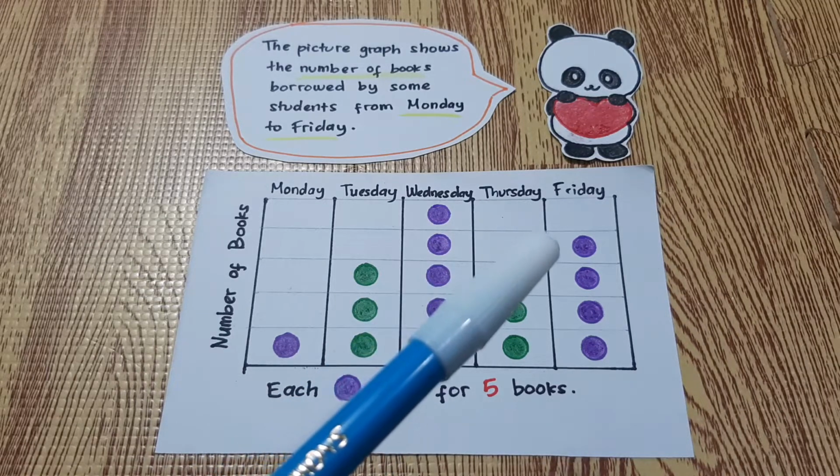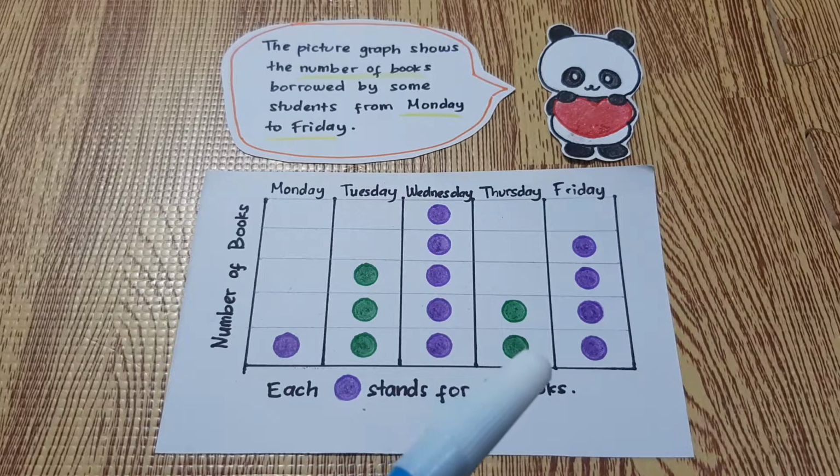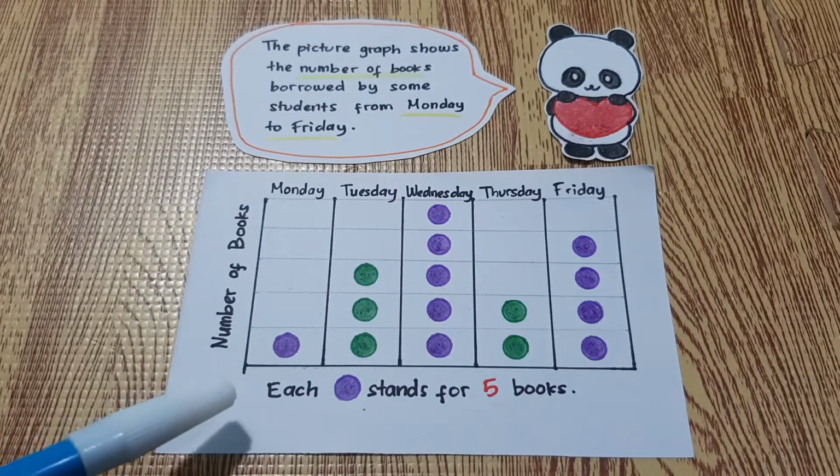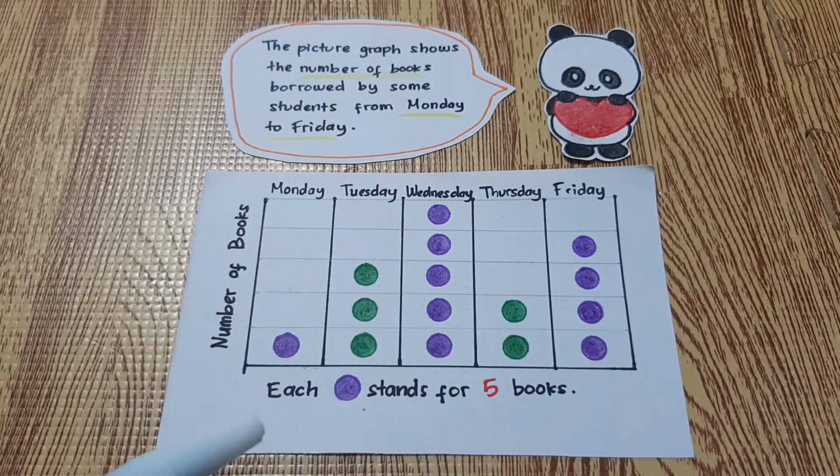How about on Friday? 1, 2, 3, 4. 4 circles. 4 circles times 5. 4 times 5 equals? Yes, 20. Do you understand? So it is very important for you to take a look at the information at the bottom of the graph, like this. Okay?